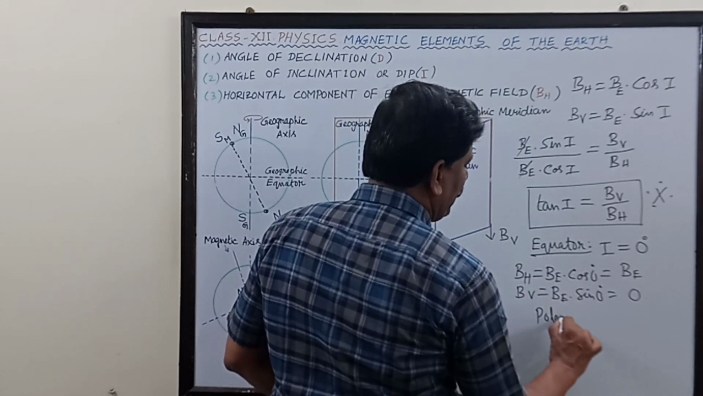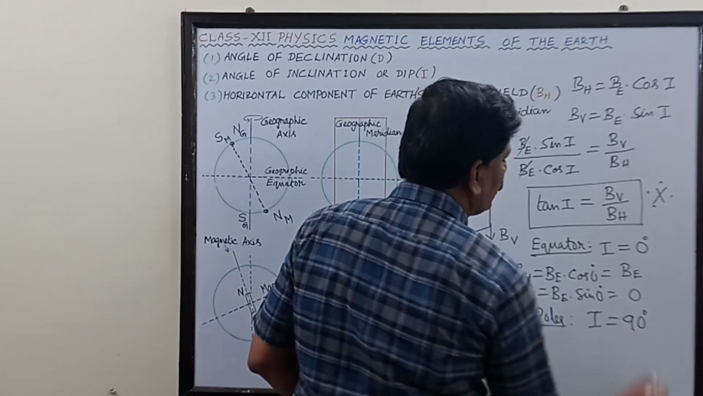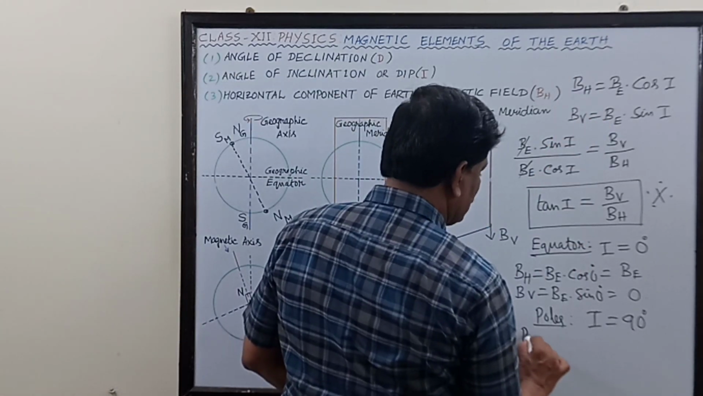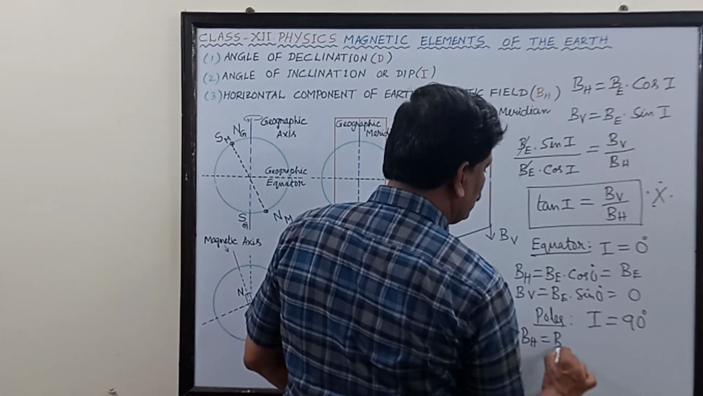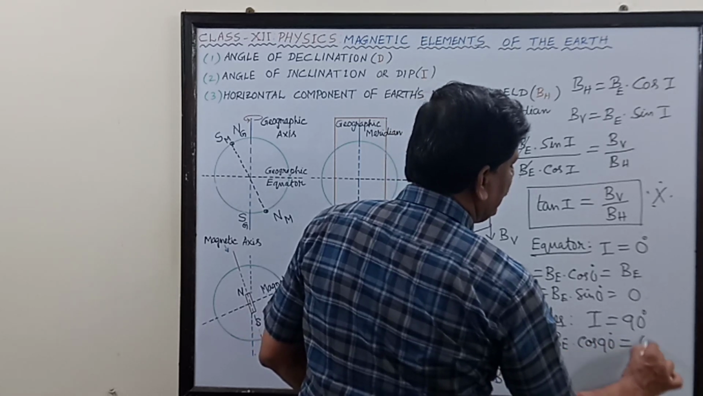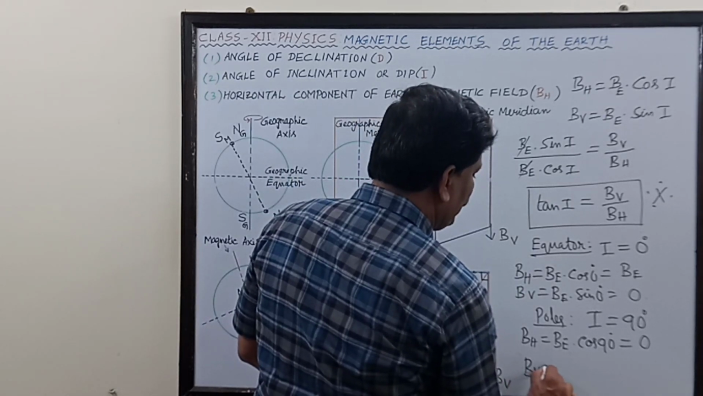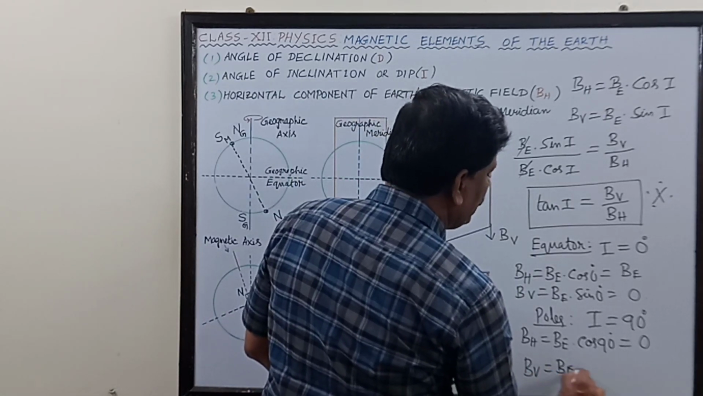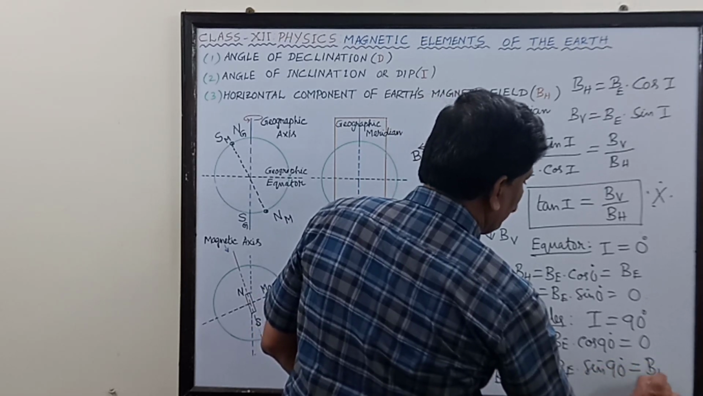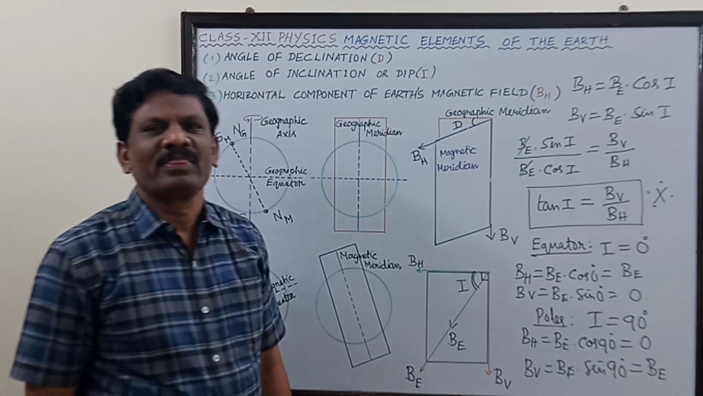So now we will apply the condition at the poles. At the poles, this angle of inclination is equal to what? 90 degree. So substitute the horizontal component BH. BH is equal to BE into cos 90. So cos 90 is equal to 0. Similarly, the vertical component BV is equal to BE into sin 90. So sin 90 is equal to 1. Therefore, the total magnetic field will be along the vertical direction.